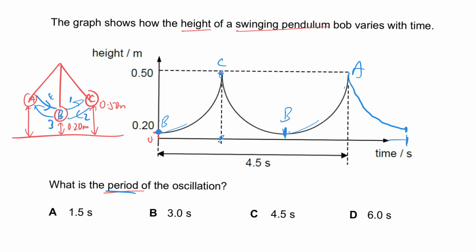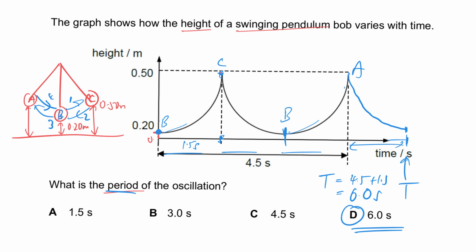The next thing you need to know is the time for here, and that will be my period. Can you see there are 3 equal parts here? So each part is actually about 1.5 seconds. Including this part here, the period will be 4.5 plus the 1.5, so the total will be 6 seconds. So D will be the answer, the period of the oscillation.